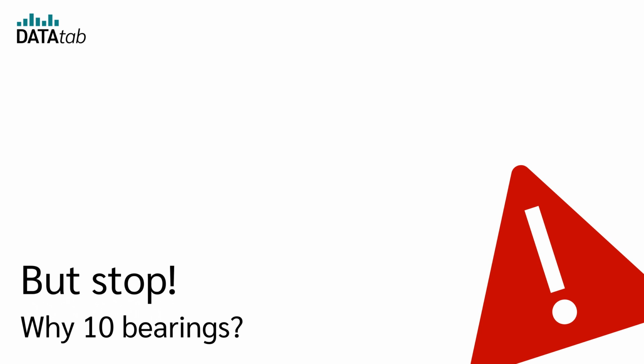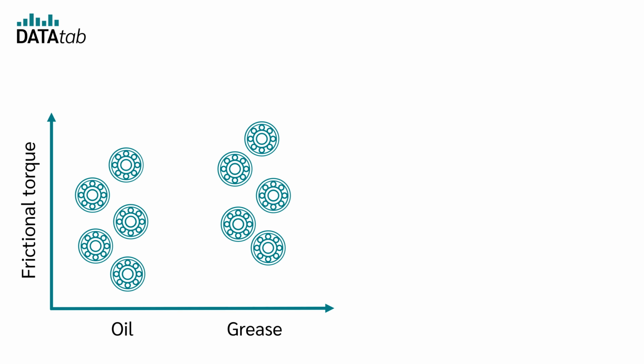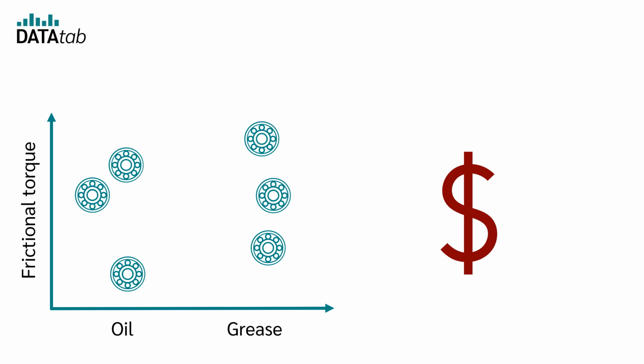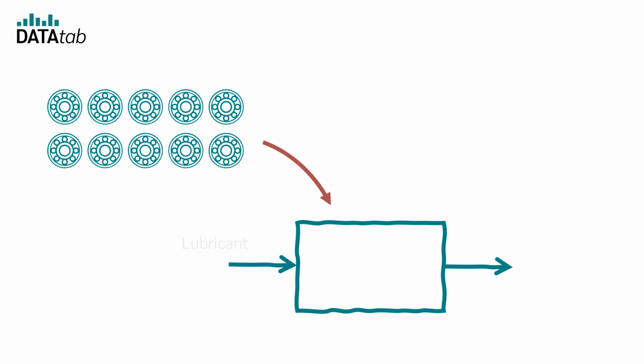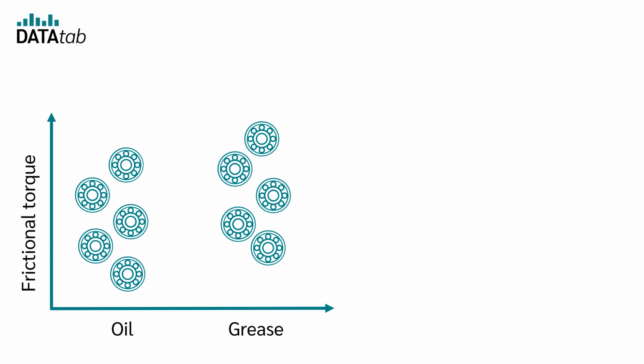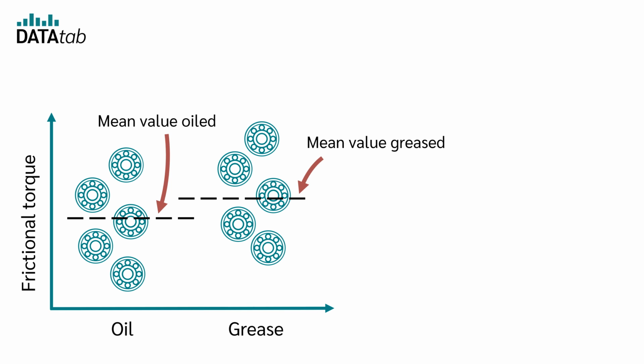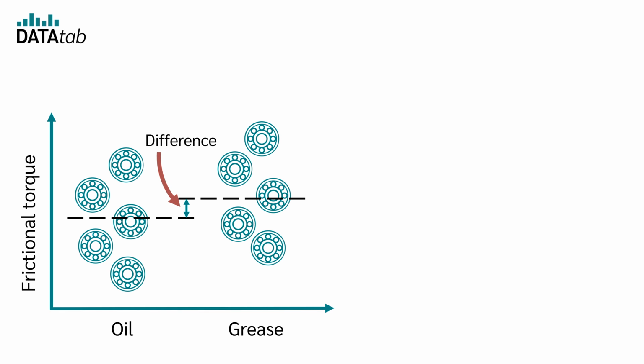But stop! Why 10 bearings? In most cases, each run costs a lot of money. Perhaps we can manage with fewer runs. So how many experiments do we need in order to find out if the lubricant has an effect on the frictional torque? Let's just start with 10 bearings. We can now calculate the mean value of the frictional torque of the oiled and greased bearings. Then we can calculate the difference between the two mean values. In this sample, we can see that there is a difference between oiled and greased.